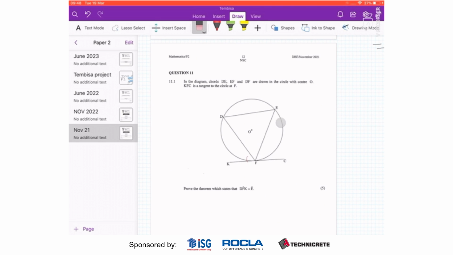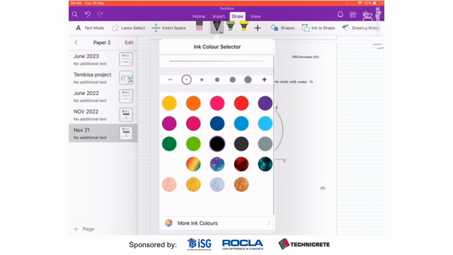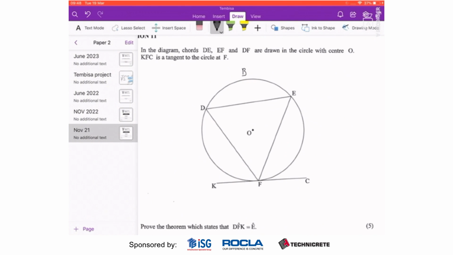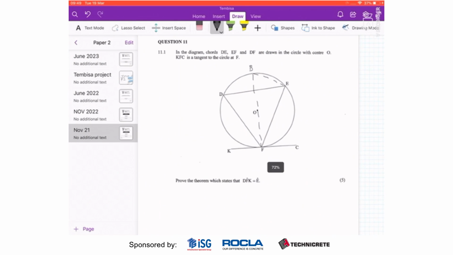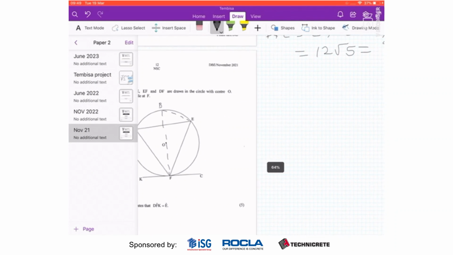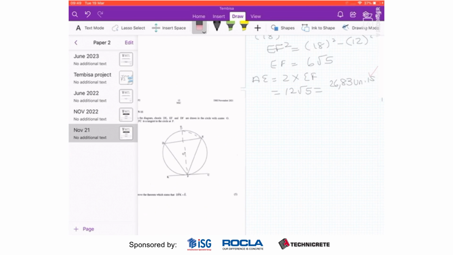Okay, let's start with our proof. Always with a proof, there is generally some construction. So I'm going to construct a diameter BF, and it must be a diameter, and I'm going to connect BE. There are variations to the theorem. This is just one of the ways that you can do it. I'm going to do it on the side here. Let's just erase.